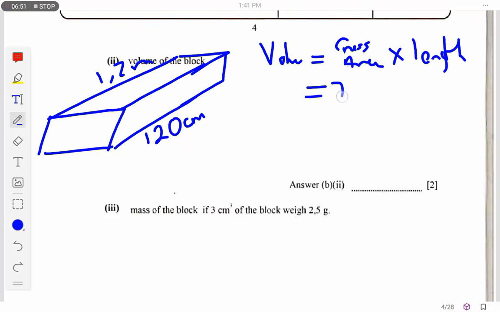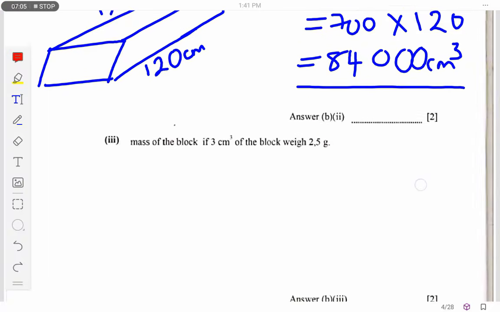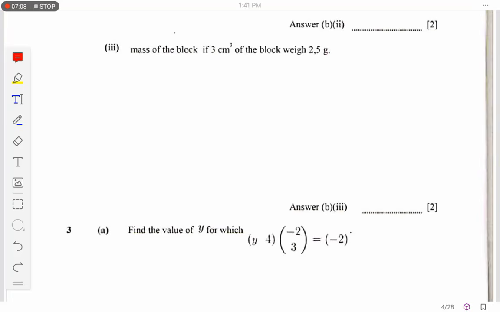So it is going to be 700 times 120. When we multiply this, we'll get 84,000 cubic centimeters. This is the volume. Let's move on to the next question. We are now given the mass of the block: 3 cubic centimeters weighs 2.5 grams, so what about our 84,000? Basically this is a ratio, 3 cubic centimeters to 2.5 grams.